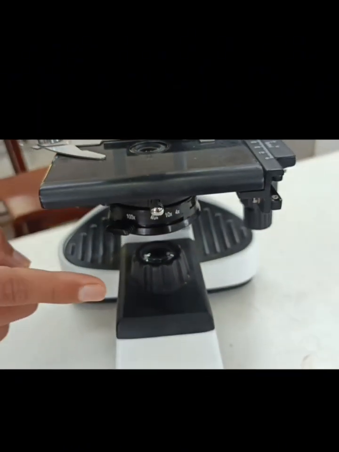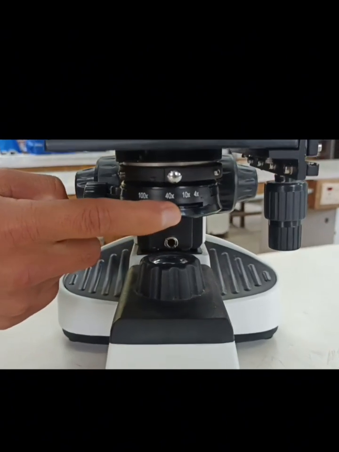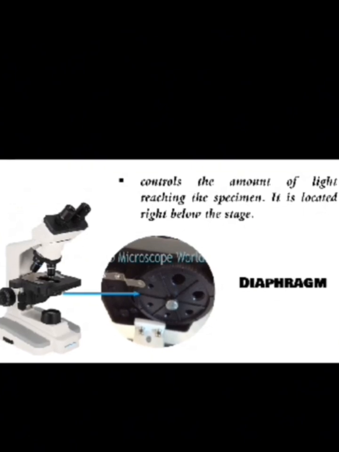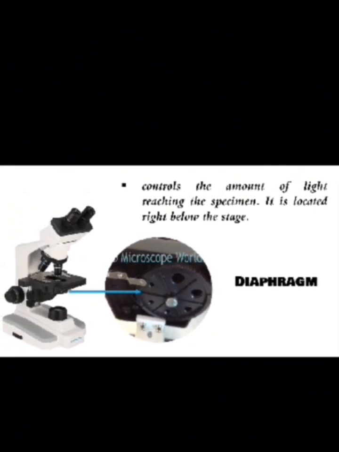Below stage is the diaphragm. The main function of diaphragm is to control the amount of light reaching the specimen. It is located right below the stage.